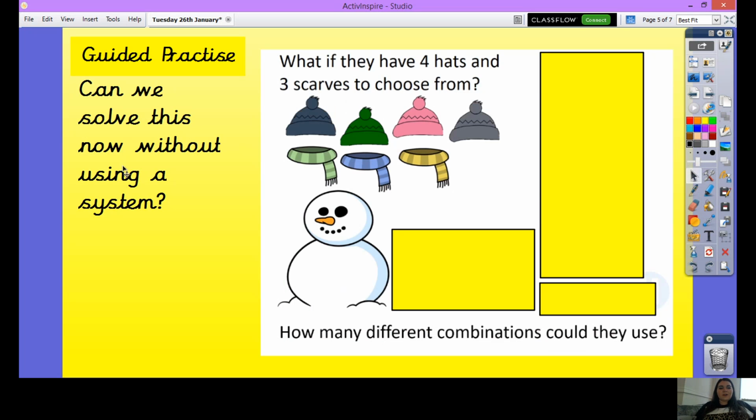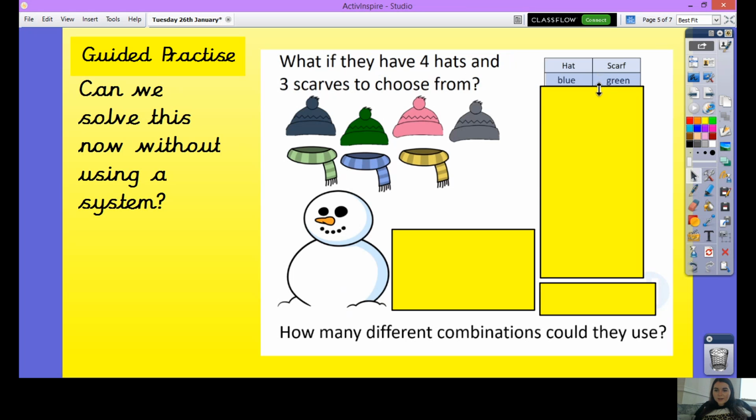Okay, now I wonder if we can solve this without using a system. We'll see. What if they have 4 hats and 3 scarves to choose from? How many different combinations could they use? Now feel free to draw out that table with hats and scarves, and you might choose to start popping down all the hats and the different scarves they could have. So if you want to do that, pause the video now and you could use that system.